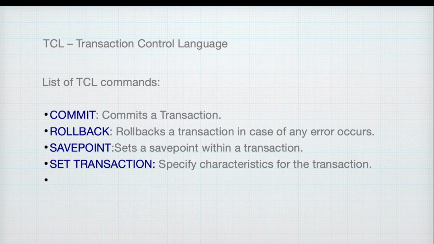You have rollback: in case there is an error within the process, the system should be able to roll back. And then we have save point, which sets a save point within the transaction that is being performed. And then set transaction specifies the characteristics of the transaction.